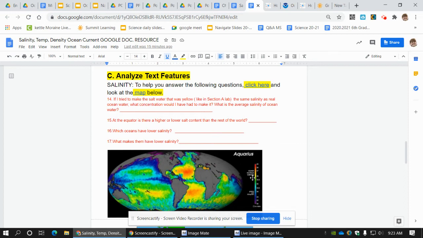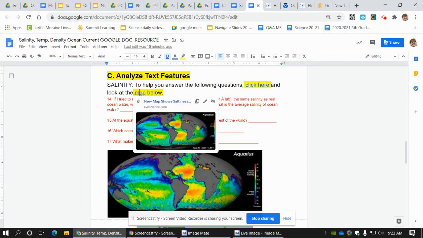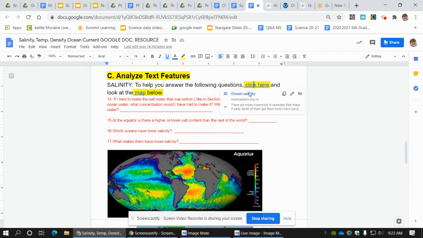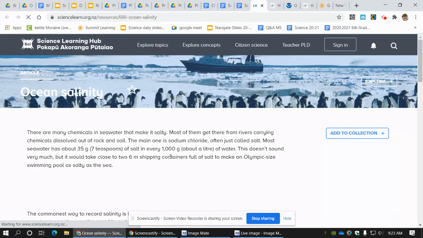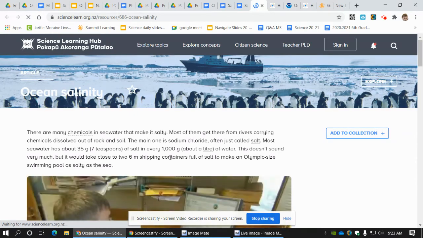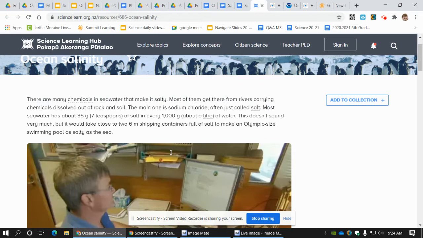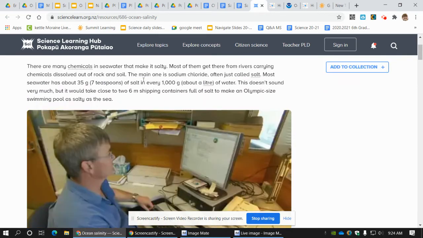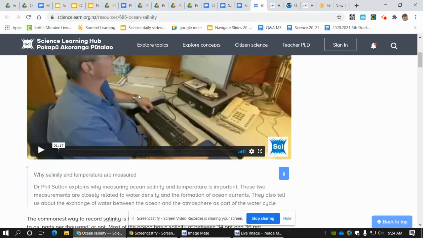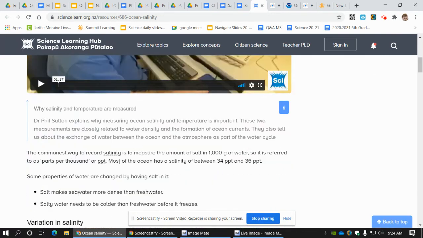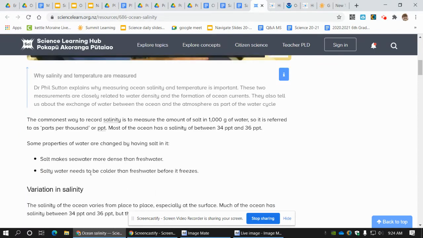This map is hard to read the key, so I did include that here. It's the same exact map, but you might be able to read the key a little bit better. And if I click here, I'll open up a new article about ocean salinity that I haven't seen before. So I definitely want to take a look at that. It's talking about how you're making salt water, and I did make salt water for you in the lab situation. But they talk about what is the salinity of the actual ocean water. And it talks about this 34 ppt and 36 ppt. What is ppt representing? It explains that in here.